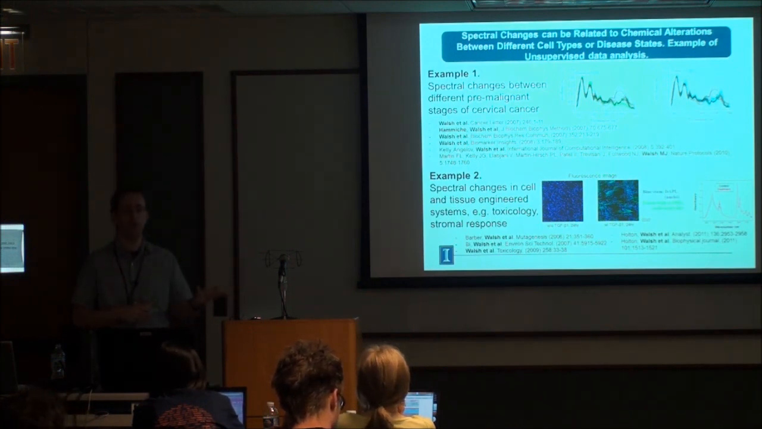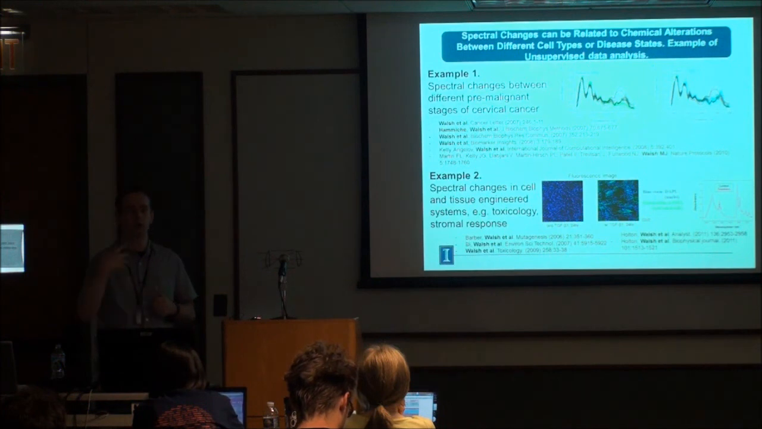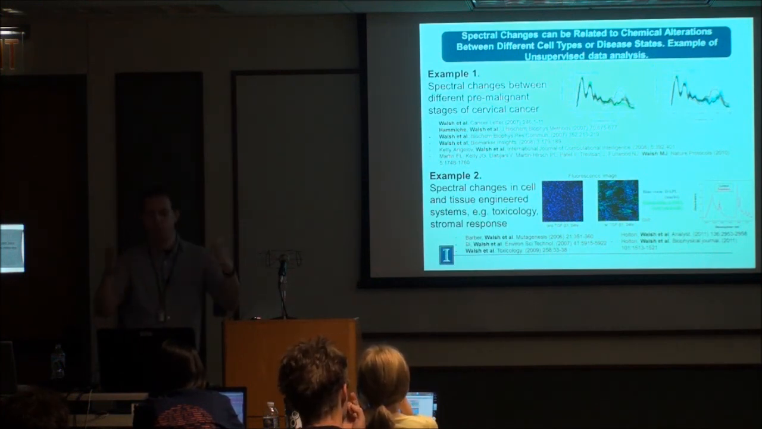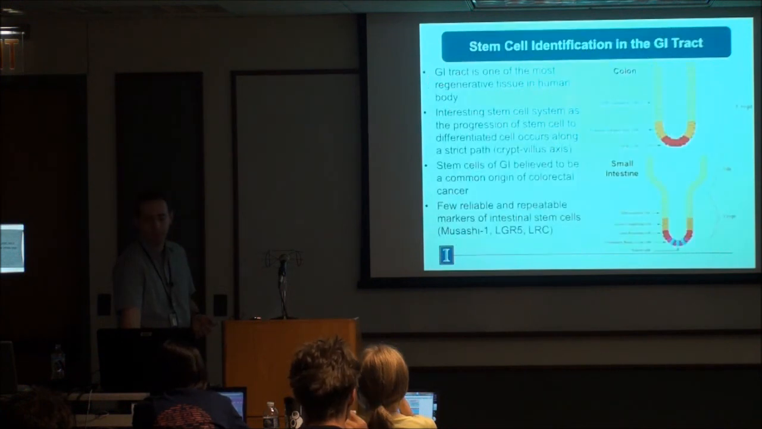One of the things we've been working on in this group is looking at cancer development, particularly stromal involvement in cancer development, and things like toxicology. This is potentially a very useful tool for tracking holistic chemical changes with whatever you're interested in, toxicology or cancer development or anything which you're using 2D cell culture.